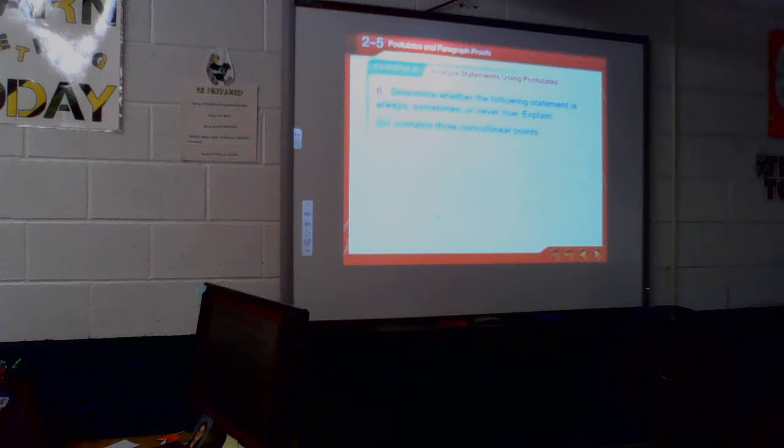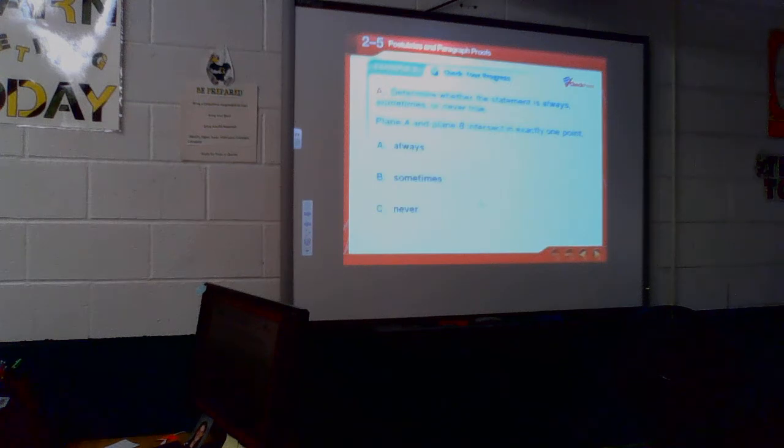Again, determine whether this is always, sometimes, or never. Line GH contains 3 non-collinear points. Well, what does this symbol above GH mean? It's a line. So if we say line GH contains 3 non-collinear points, does that make sense? Can that ever happen? No. Never. Non-collinear points do not lie on the same line. Right? Perfect.